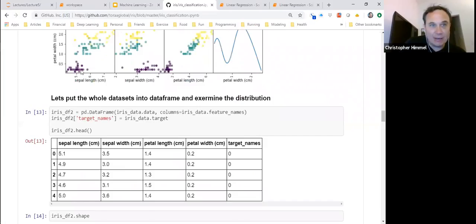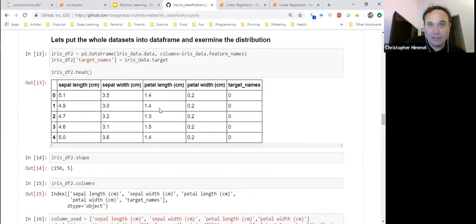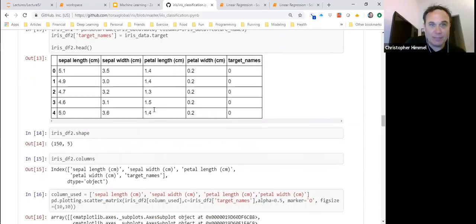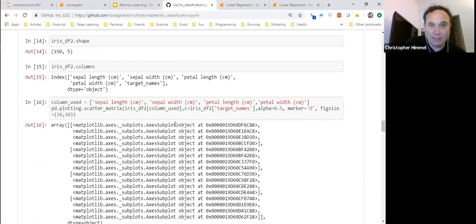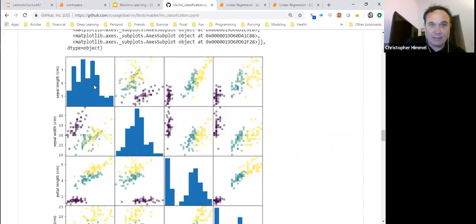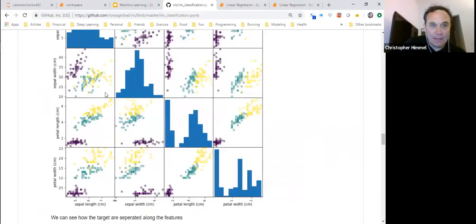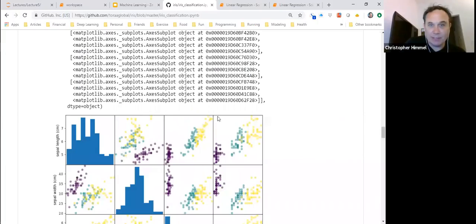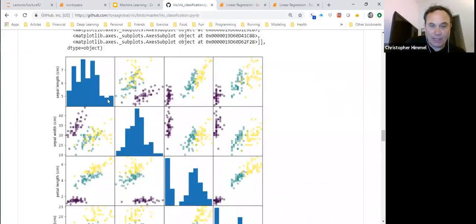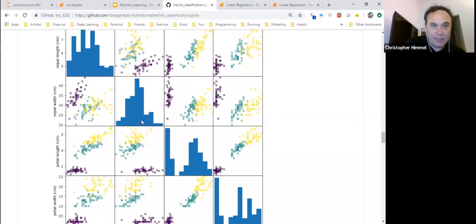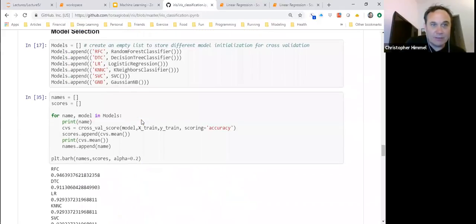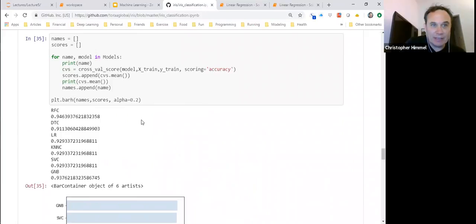Okay, and then looking at the data sets, doing some distributions. That's nice. More scatter plots. Actually, this is the scatter matrix, but now looking at the distributions for each of the variables. That's nice. Good, some extra stuff added.